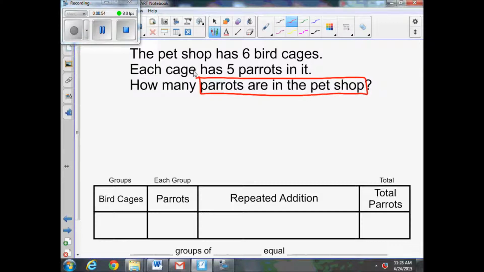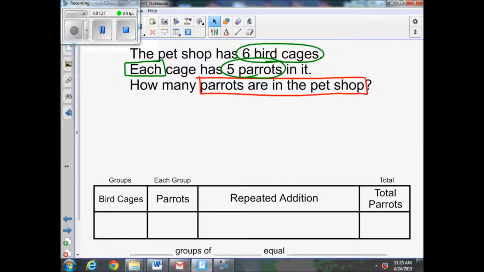And in order for me to find out how many parrots are in the pet shop, the first thing I need to know, or the supporting detail that I need to know, the first one is I need to know what, everybody? That we have 6 bird cages, absolutely. And then I see that magic word, each. So that means each cage. And the next supporting detail is that I know that there's what? 5 parrots. Very good. 5 parrots.